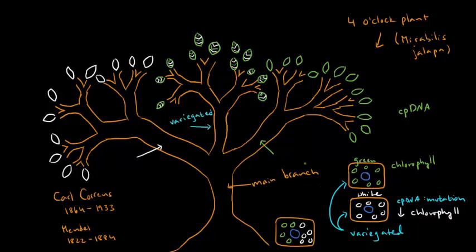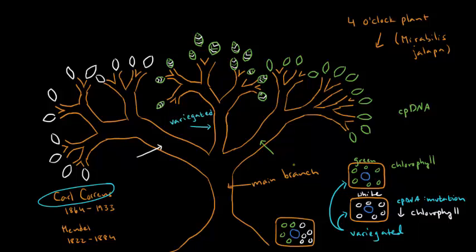And what Correns noticed when he crossed a whole bunch of these plants together, he noticed that the progeny had nothing to do with the sperm cell or the pollen cell. It had only to do with the egg cell.